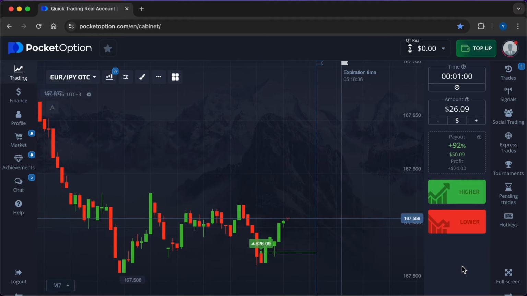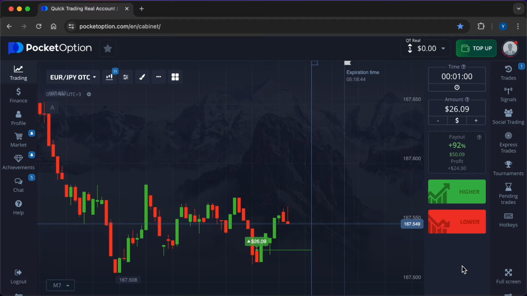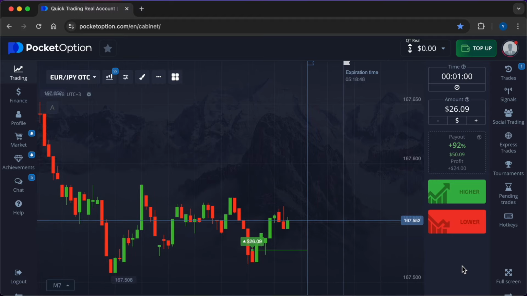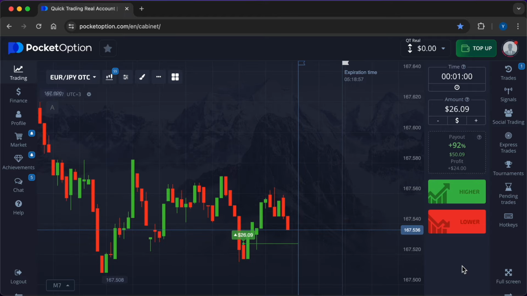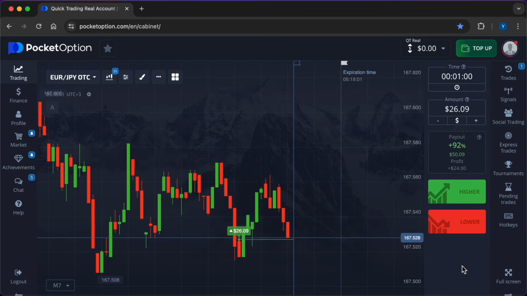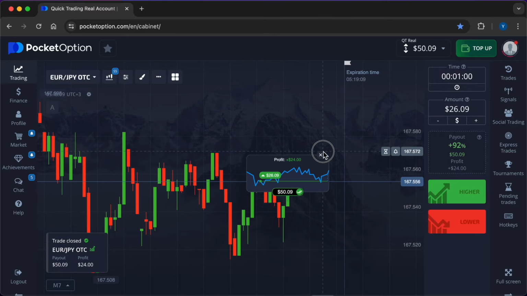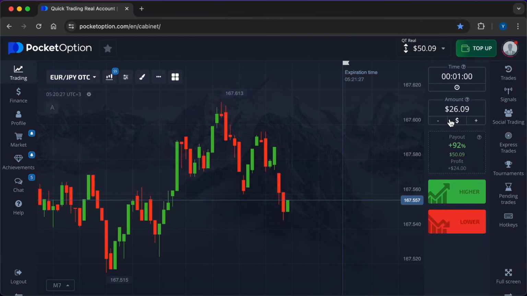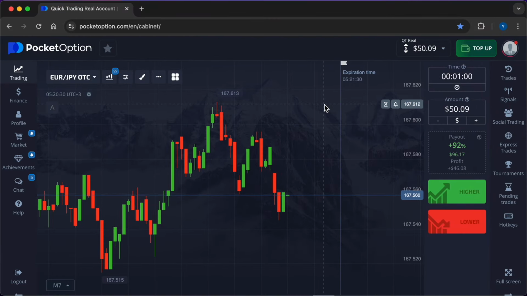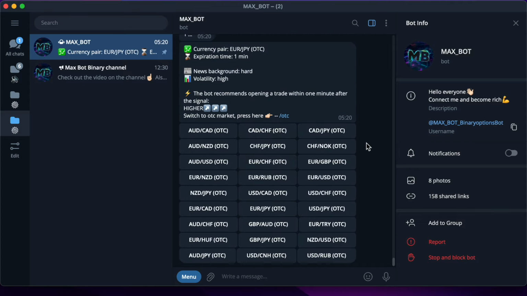Advancements in AI will enable more effective real-time data analysis, providing traders with up-to-the-minute insights and enabling quicker decision-making. AI systems will process and analyze streaming data in real time, identifying trading opportunities as they arise. Here comes another successful outcome of the deal. I'll go into the new transaction at $50.09. The robot gives a lightning-fast prediction, higher.